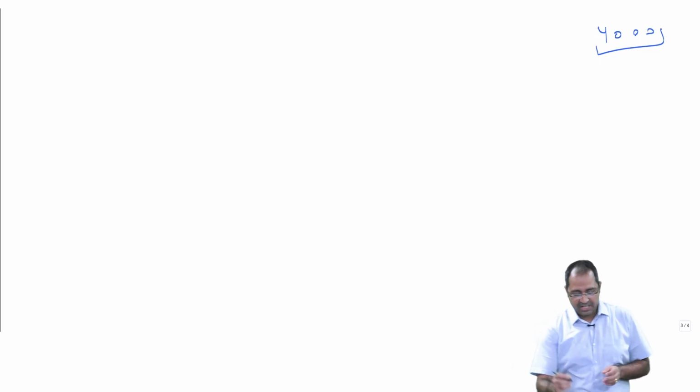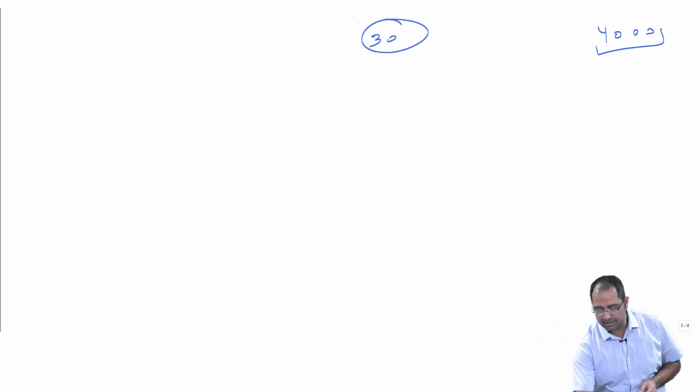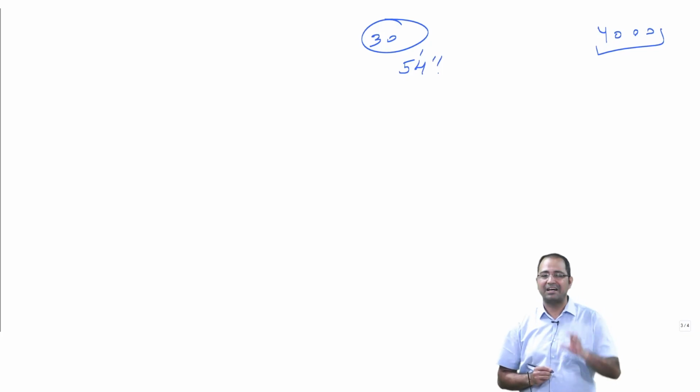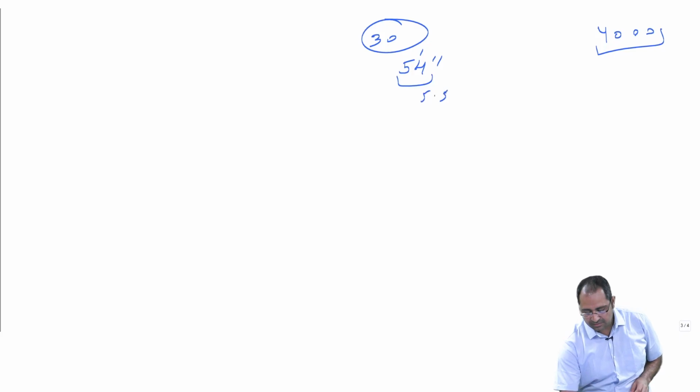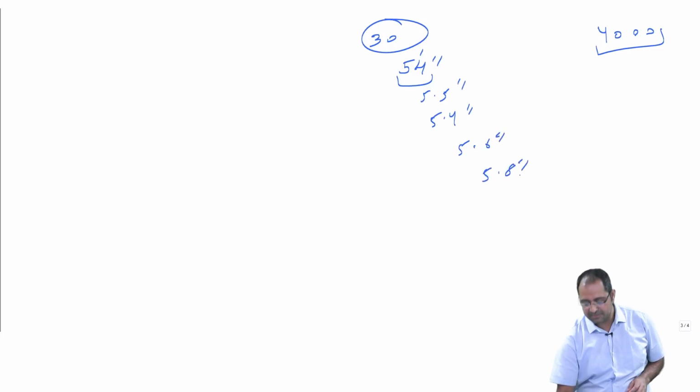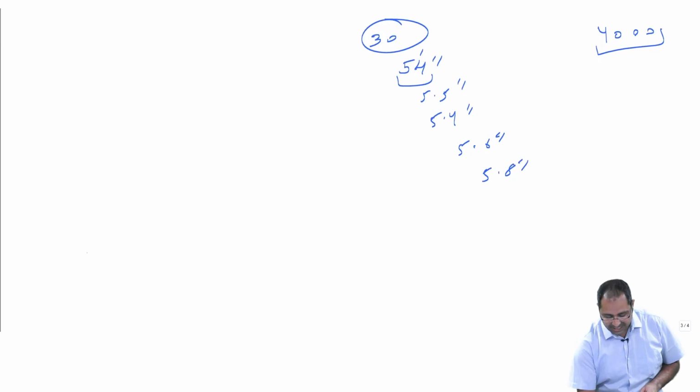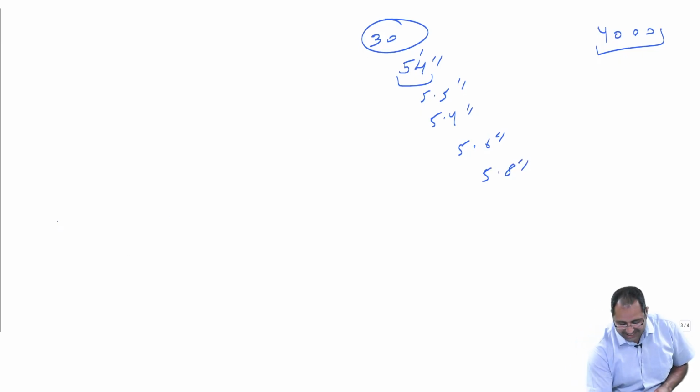So what I do is I randomly draw a sample of size 30, and let's say I calculate the average height of that group is 5 feet and let's say 4 inches. One sample I draw, this is the mean height. Second sample I draw, 5.5 inches. Third sample I draw 5.4 inches. Fourth sample 5.6 inches. Fifth sample 5.8 inches. If I keep drawing this sample infinite number of times, I will end up with a curve like this.